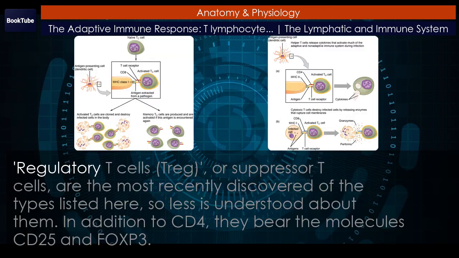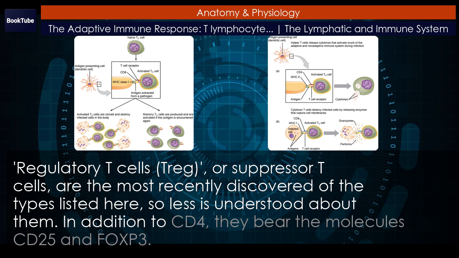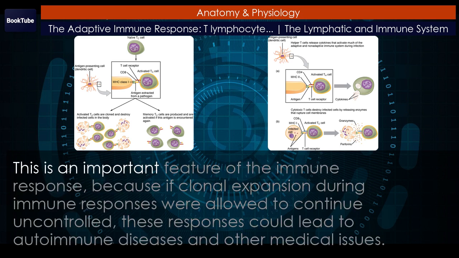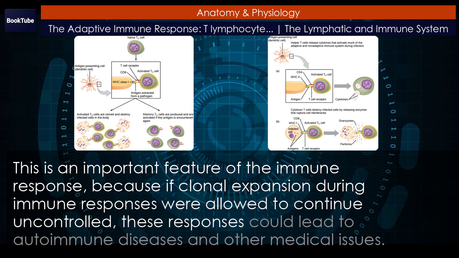Regulatory T cells. Regulatory T cells, TREG', or suppressor T cells, are the most recently discovered of the types listed here, so less is understood about them. In addition to CD4, they bear the molecules CD25 and FOXP3. Exactly how they function is still under investigation, but it is known that they suppress other T-cell immune responses. This is an important feature of the immune response, because if clonal expansion during immune responses were allowed to continue uncontrolled, these responses could lead to autoimmune diseases and other medical issues.